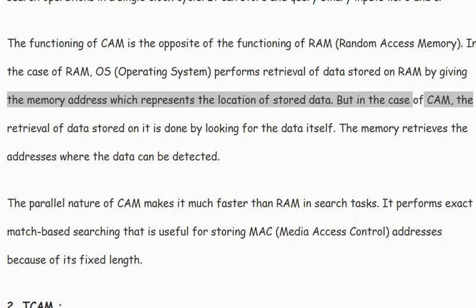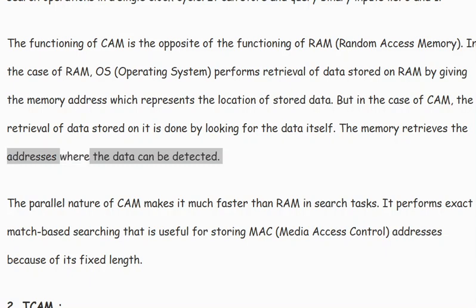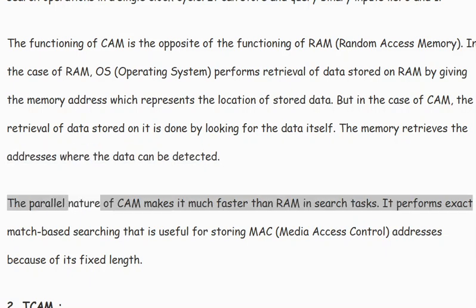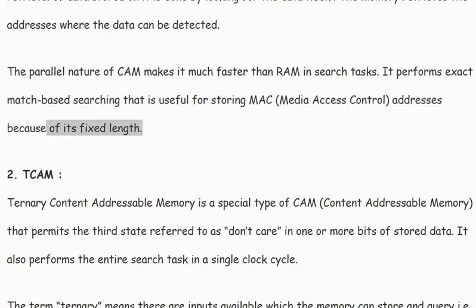But in the case of CAM, the retrieval of data stored on it is done by looking for the data itself. The memory retrieves the addresses where the data can be detected. The parallel nature of CAM makes it much faster than RAM in search tasks. It performs exact match-based searching that is useful for storing MAC, media access control, addresses because of its fixed length.